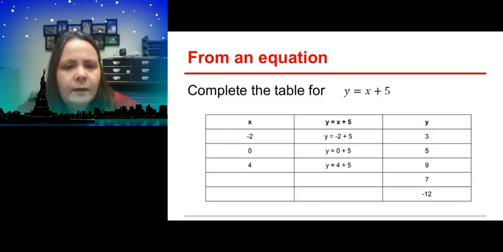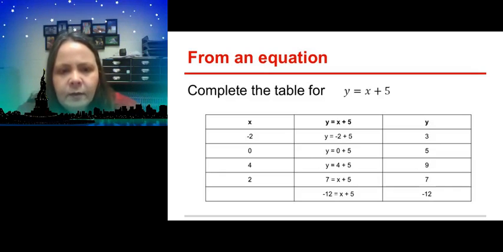Now we're going to start working backwards because now we have the y. So we know that 7 equals x plus 5. And we have to ask ourselves, what would we add to 5 to get 7? Well, the obvious answer would be 2 there. And then when we plug the last one in, we get -12 equals x plus 5. And you can either think about what I would have to add to 5 to end up with -12, or you can subtract 5 from both sides. Either way, -12 minus 5 would give you -17.